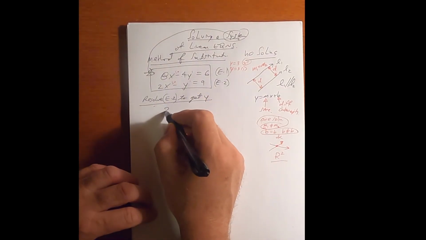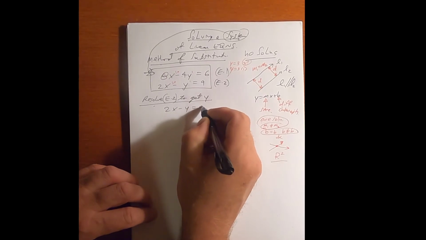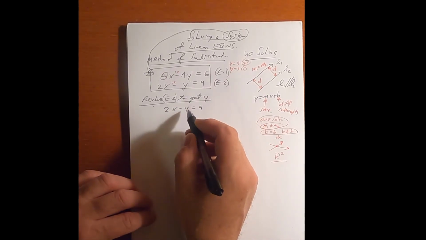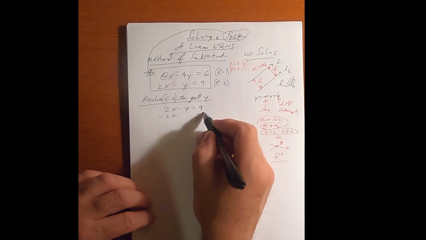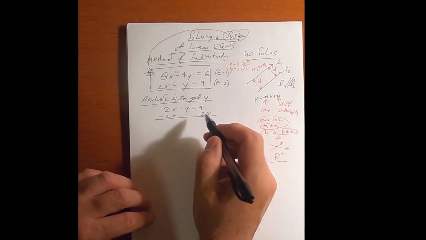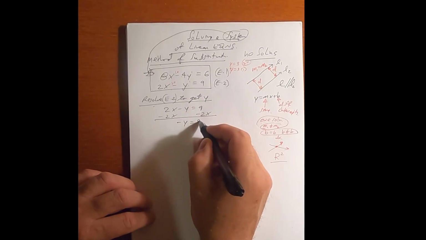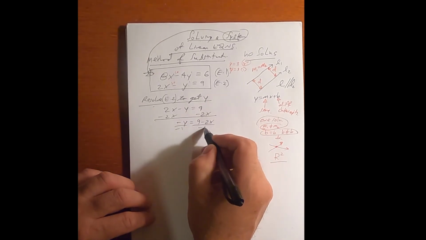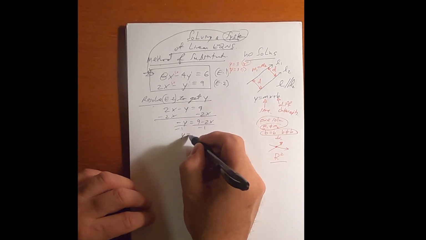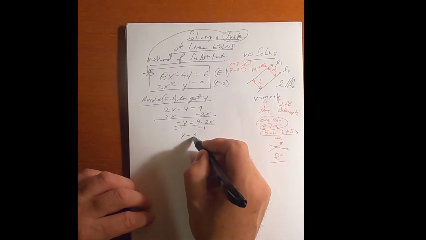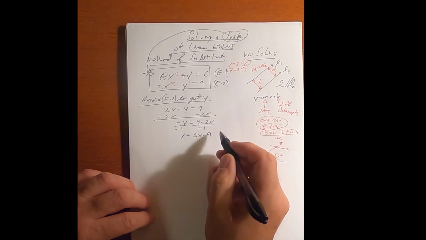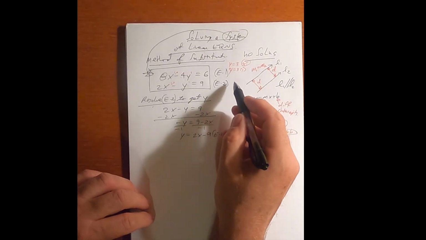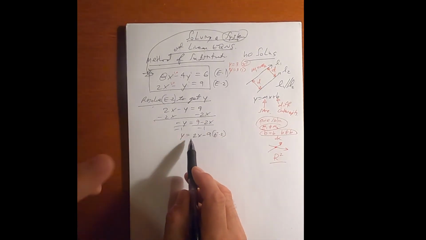Let's rewrite equation 2. I add negative 2x to both sides to get y alone: negative y equals 9 minus 2x. Then I divide everything by negative 1, so I get y equals 2x minus 9. There's equation 2 again, just resolved for y.